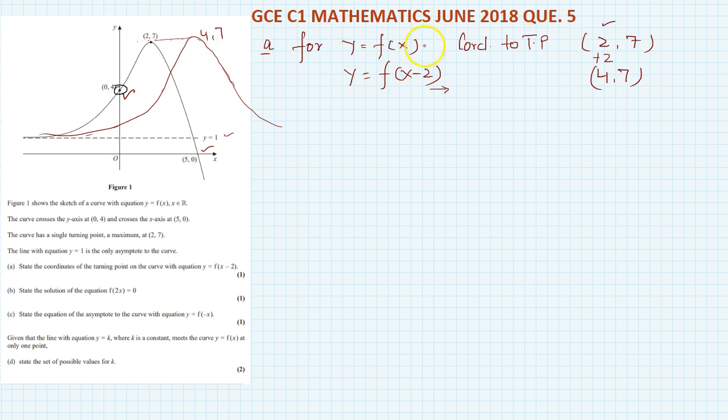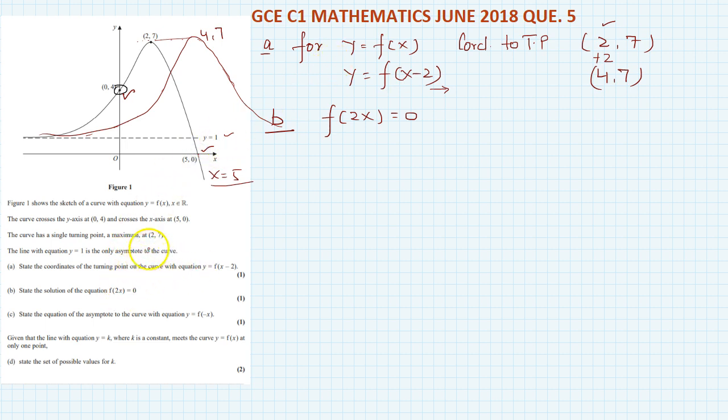This is part A. Part B is: state the solution for the equation f(2x) is 0. Now if I ask you what is the solution of this graph f(x), the solution is where it is intersecting the x-axis. So x is equal to 5 is the solution of the present graph. This is the solution.